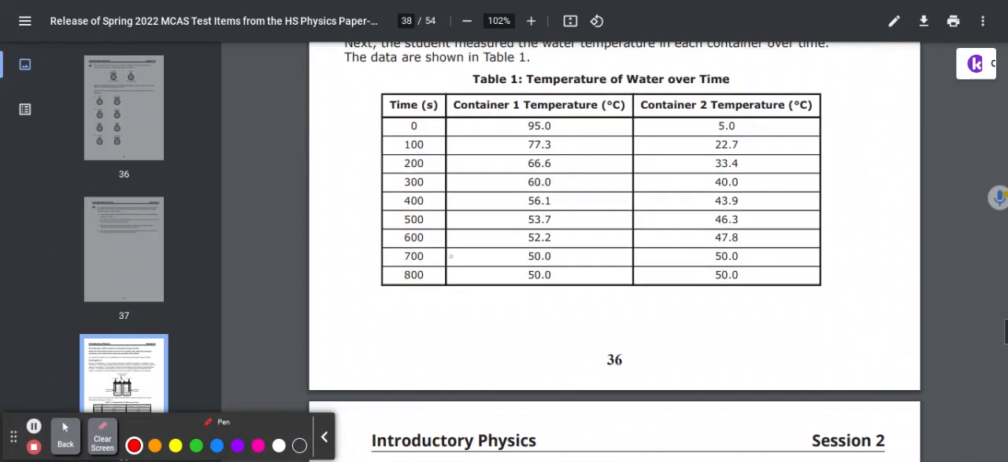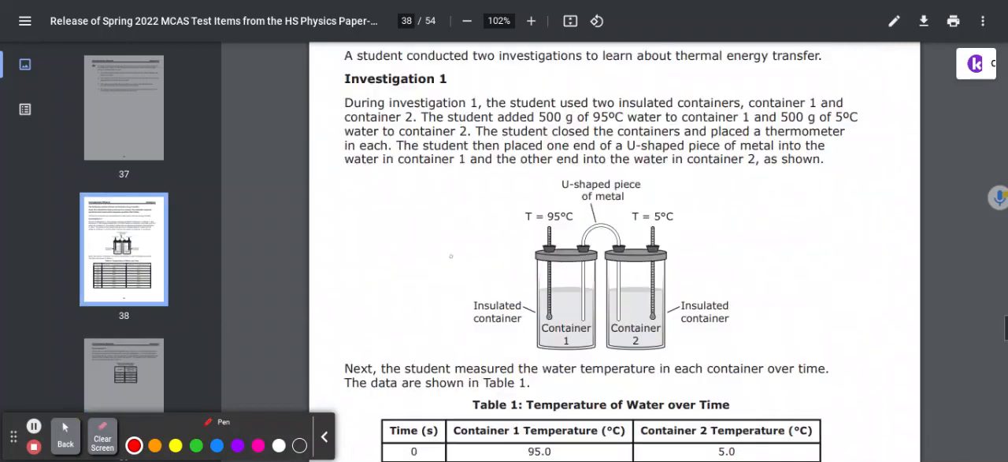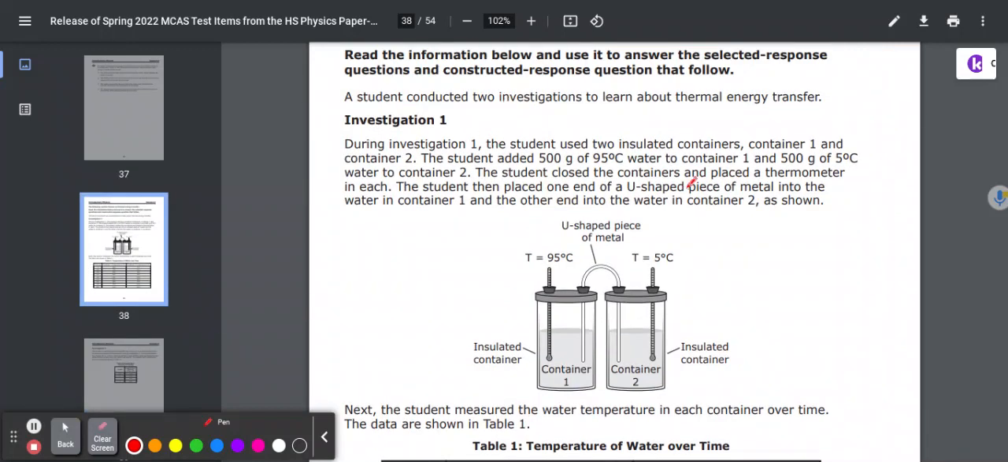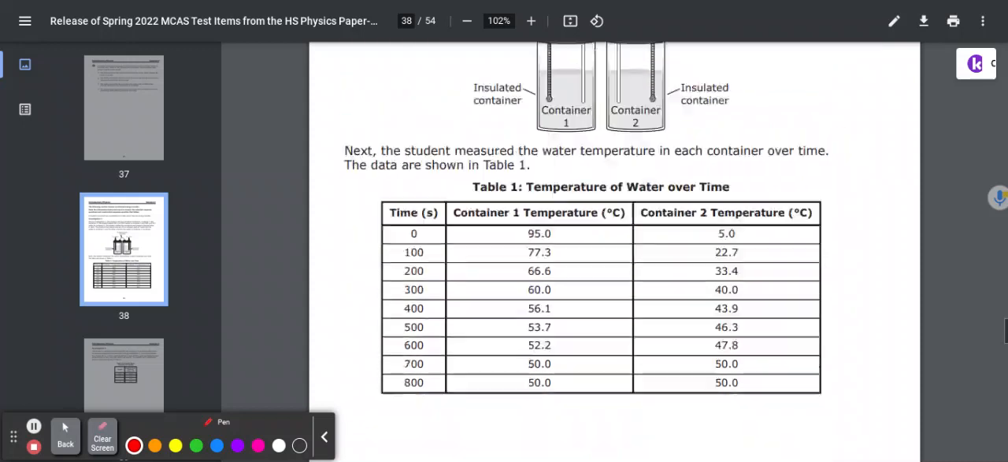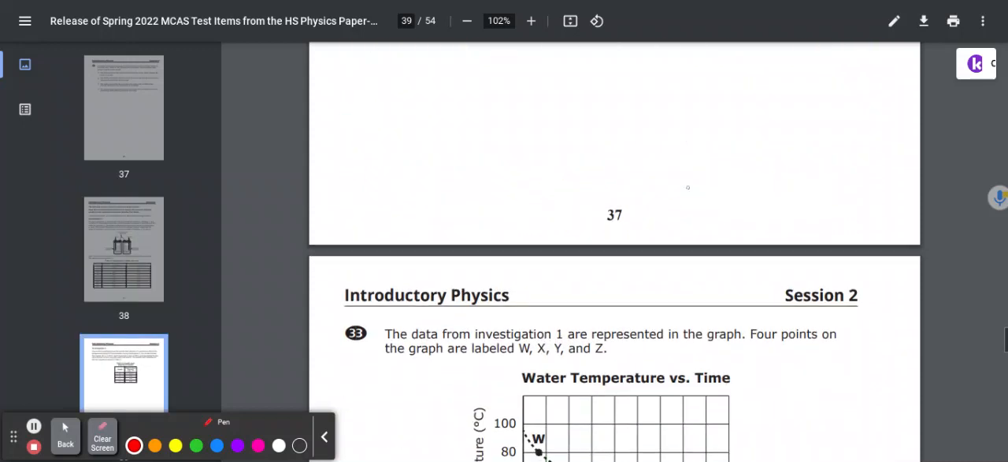30. So this investigation: two insulated containers. Table 1, table 2. We can move on.